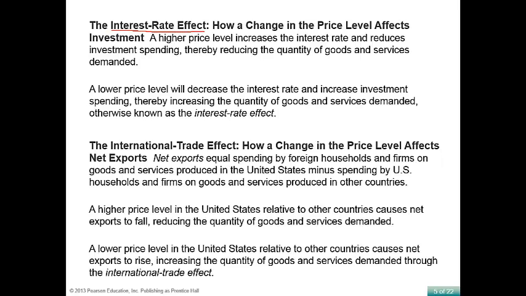Interest rates can have either a positive or negative effect on demand at the consumer level, at the firm level, and at the government level. The interest rate effect states that a higher price level increases the interest rate and reduces investment spending, and also reduces consumers' abilities to borrow, thereby reducing the quantities of goods and services demanded, and vice versa. As the price level lowers, spending will increase.